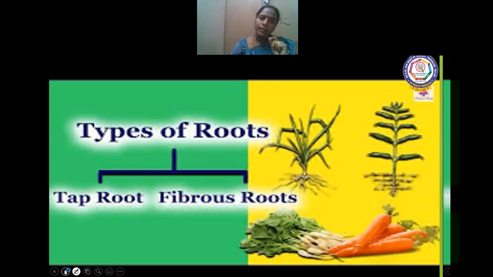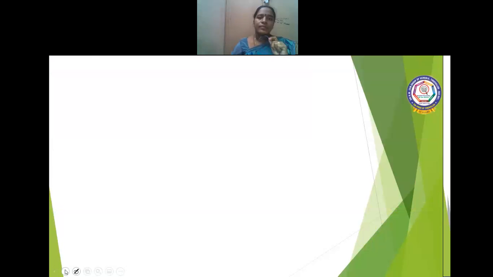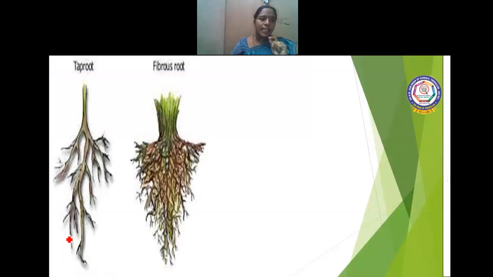Let me see about roots. Types of roots: tap root and fibrous root. These are the two main roots. You can see here the structure of tap root and fibrous root. Fibrous root looks like a bushy structure, and tap root has a main root, and we have root hair and root cap. The main root is known as the primary root.